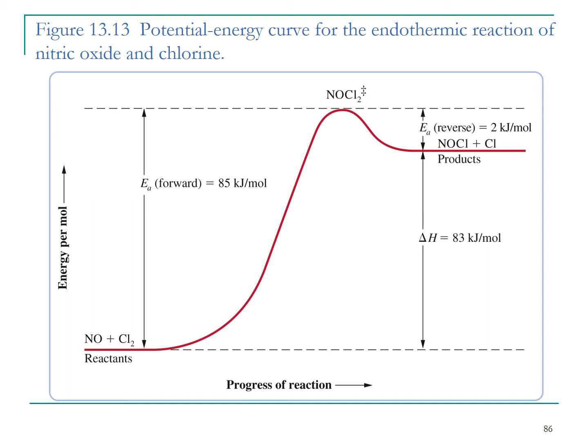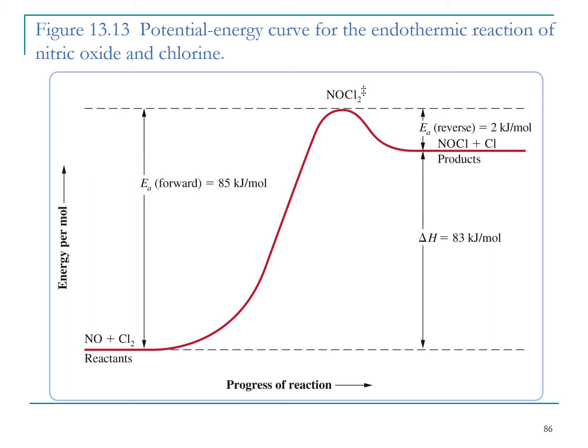And then the path to get from reactants to products, at first we have to increase energy. Those reactants are coming closer and closer together. We get to the activated complex, which is the very top of the hump. The activation energy then is the amount of energy from the reactants up to the very top of the hump. That's the amount of activation energy.